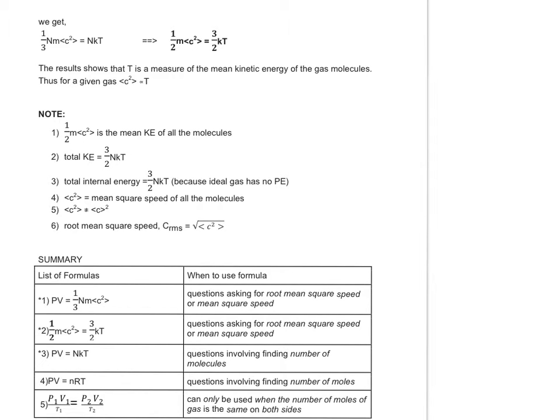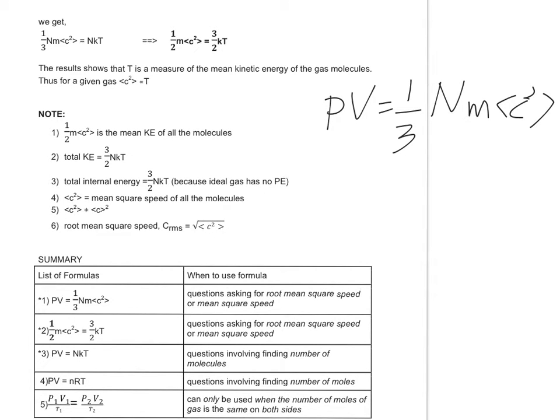Okay, the next equation that we will need to derive is this equation, which is half mc squared equals 3 over 2 kT. So the derivation of this formula is compulsory. So how do we derive it? Now remember, in the previous lesson, we learned how to derive this equation: PV equals 1 over 3 Nmc squared.